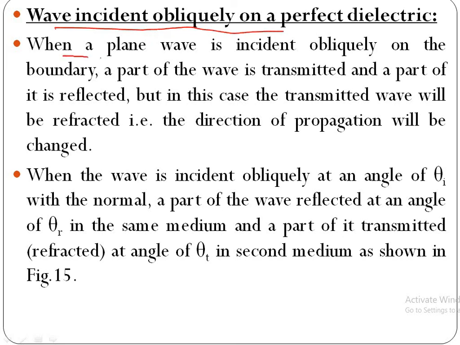When a plane wave is incident obliquely on the perfect dielectric boundary, a part of the wave is transmitted into the second medium, a part of the wave is reflected, but in this case the transmitted wave will be refracted. That means the direction of propagation will be changed.